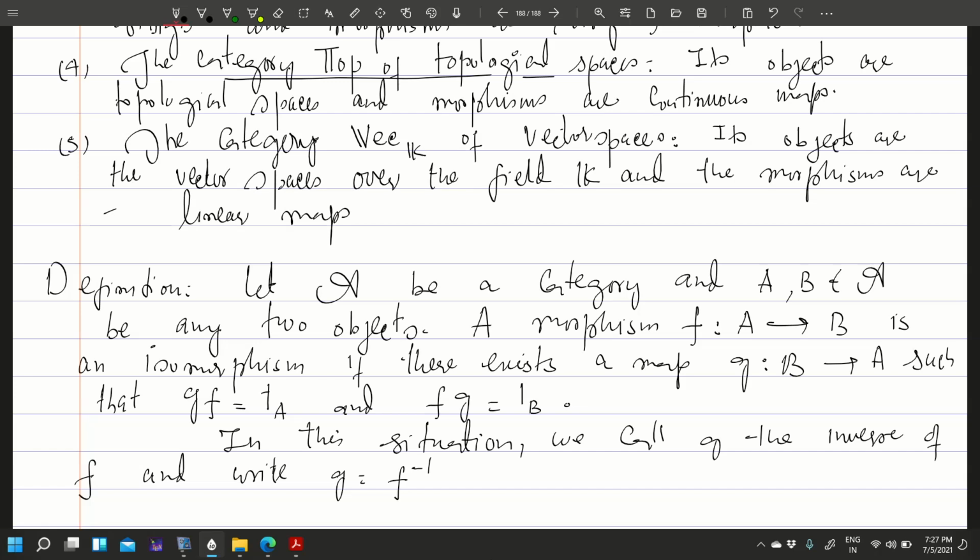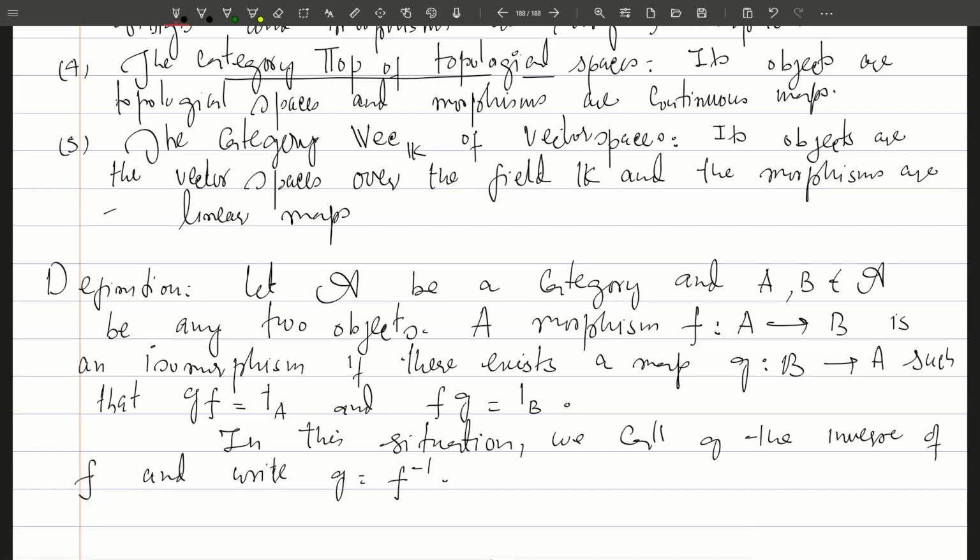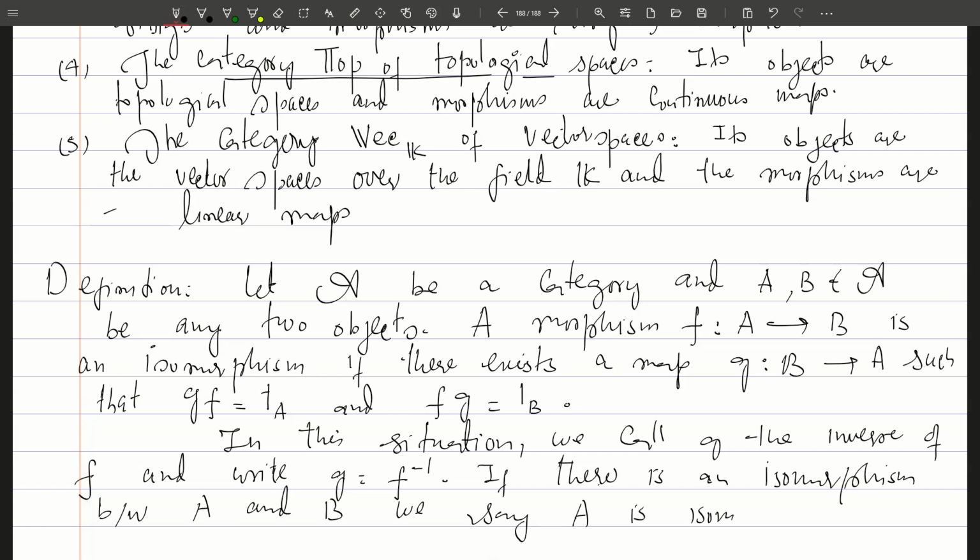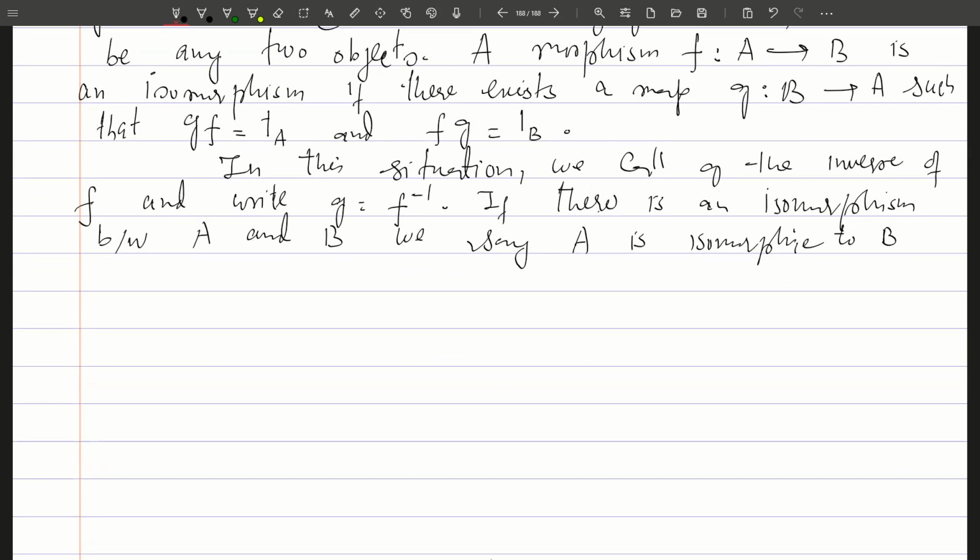So if there is an isomorphism from A to B, we say A is isomorphic to B. And we write this statement with this symbol: A is isomorphic to B. Now let us do some examples.